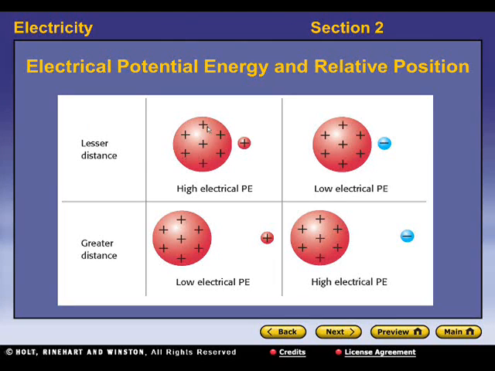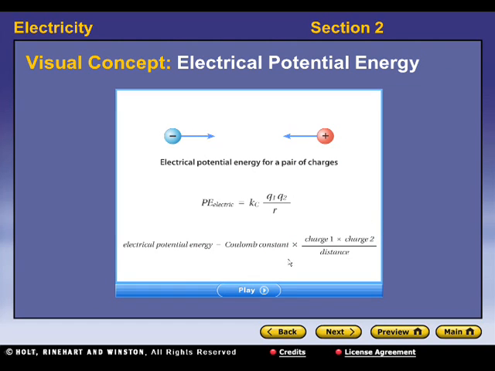So looking here, with lesser distance, you have a high electrical potential energy. You have a fixed point of positive charges here, and a close positive charge which will repel, so there's a lot of potential energy there. Low potential energy here because it's wanting to attract to this, not go away. If you have greater distance with a positive, you have a lower one. With a negative charge, you have a higher one, because it is attracted more to that positive area. So let's watch a little video here on electric potential energy.